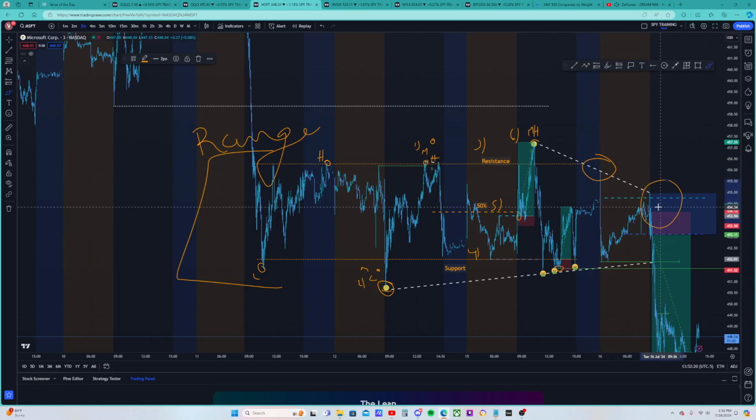Here's our setup for going into Tuesday. We respected that high. If we don't take out this pre-market high, we're probably not going higher, right? And we didn't, and here's open. We reject and go lower.